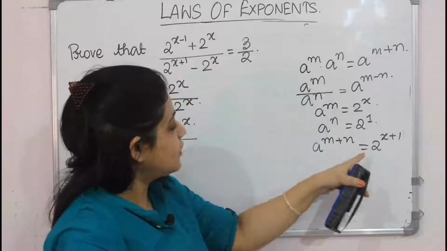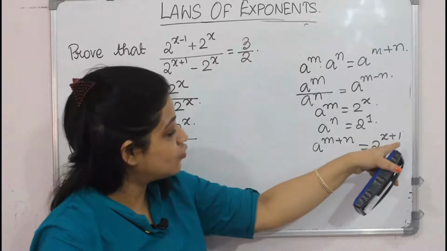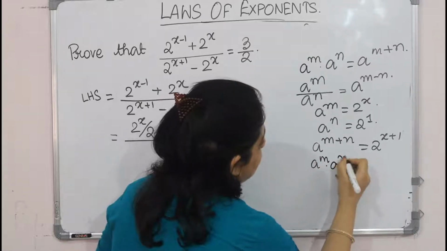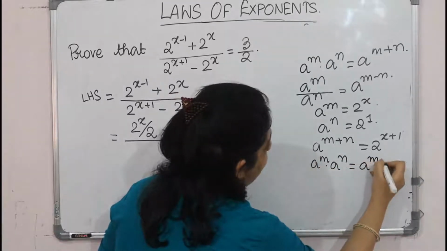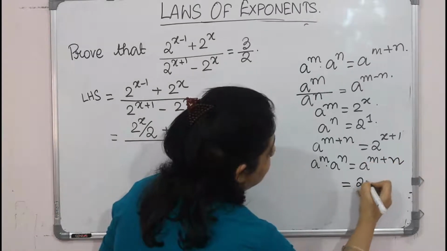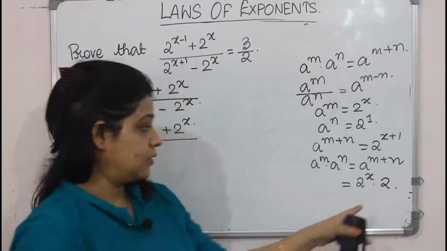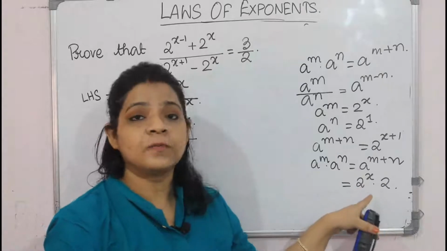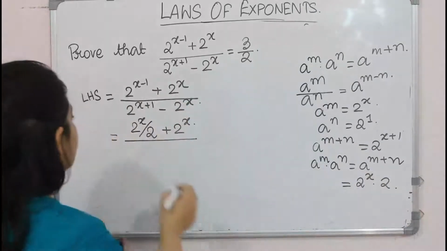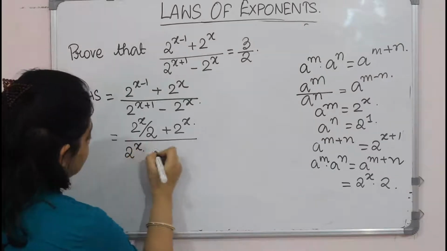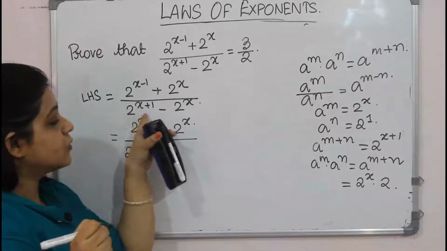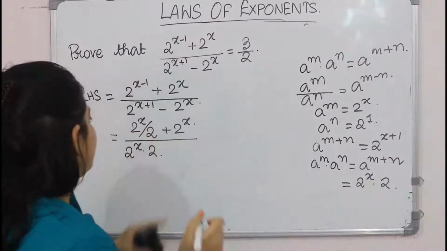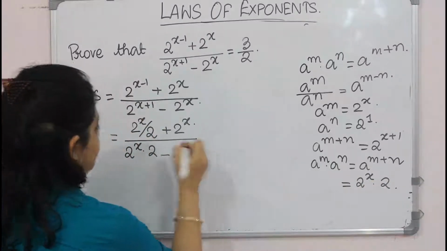Okay, so if a to the power of m plus n is equal to 2 to the power of x plus 1, so a to the power of m into a to the power of n, that is a to the power of m plus n, we can write 2 to the power of x into 2. Yes, I can write 2 to the power of x plus 1 as 2 to the power of x into 2. So here also we will write 2 to the power of x into 2. So in place of 2 to the power of x plus 1, I can write 2 to the power of x into 2 minus 2 to the power of x.